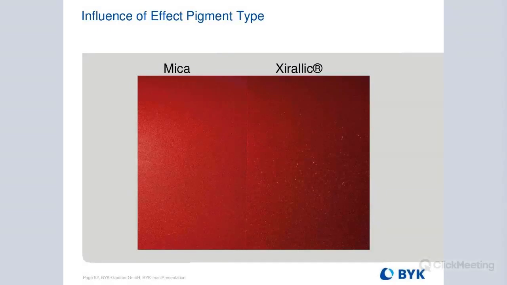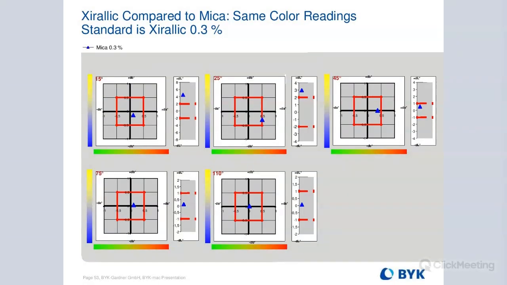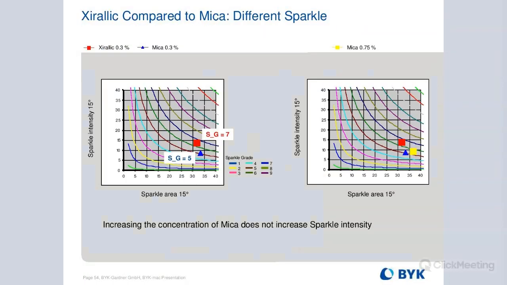And this is just an example of a red with mica and Zarelic in it. Again, the color measurements are pretty good. They're pretty close to one another at the five different angles. But when I look at the sparkle differences, there's 2 units of sparkle difference between those two samples. And that's a sample with 0.3% Zarelic and 0.3% mica.